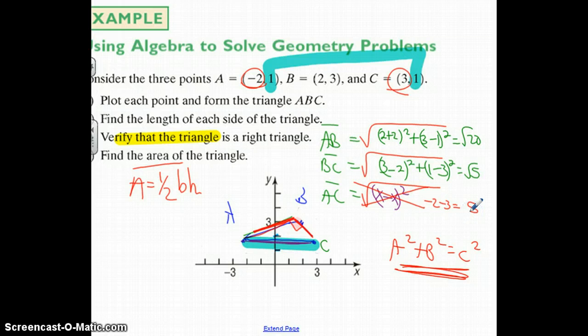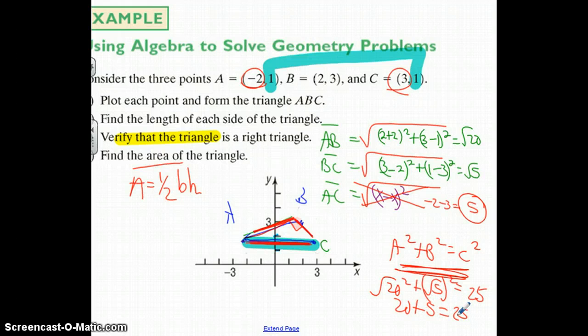And then I'm going to check a squared plus b squared equals c squared. Remember, you've got to set it equal to the hypotenuse, the longest side. And the longest side here is 5. So I'll say the square root of 20 squared plus the square root of 5 squared better equal 5 squared. And it does. 20 plus 5 is equal to 25.